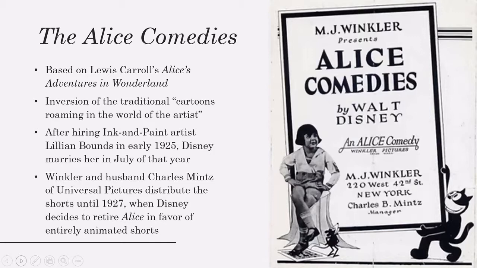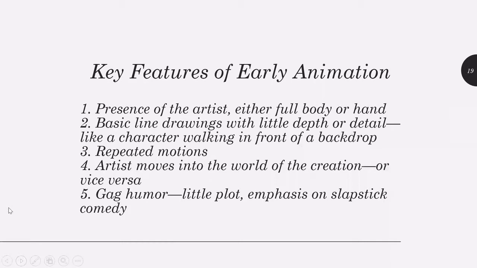And I just wanted to cover some of the key features of early animation that you guys have seen and should have noticed when you watched these few cartoons. One, we usually see the artists themselves, either their full body or a hand, drawing something onto the paper themselves. Two, a lot of these cartoons are basic line drawings with little depth or detail, sort of like a character walking in front of a backdrop. We notice this a lot in Alice's Wonderland because the character herself is actually walking in a white room so that they can overlay all of those cartoons on top.